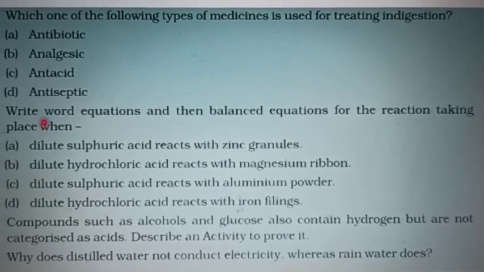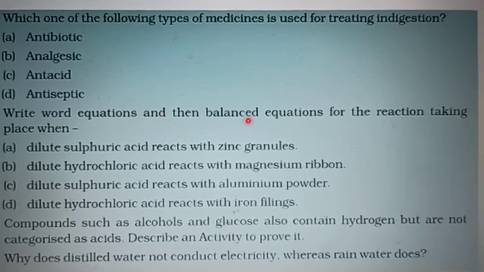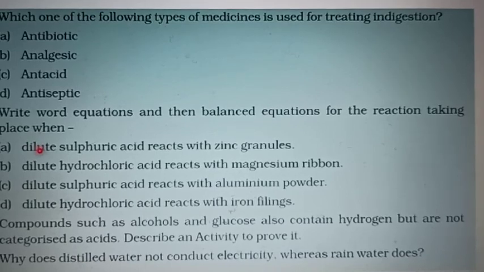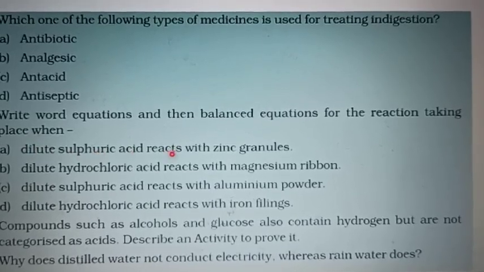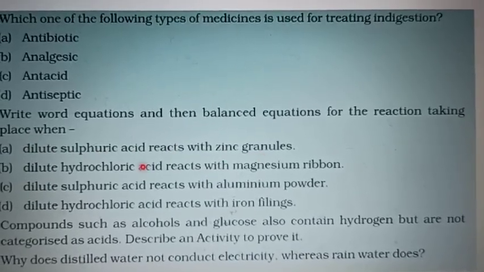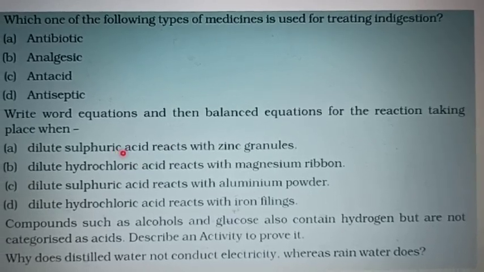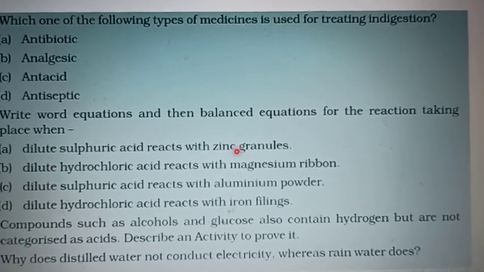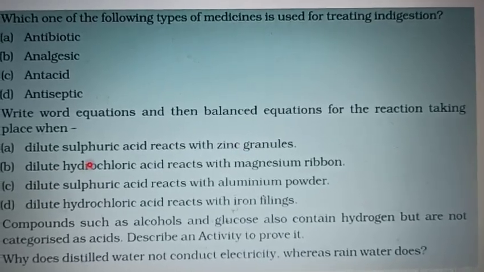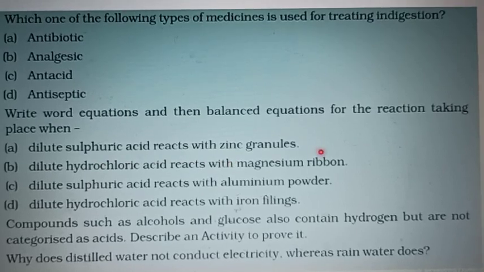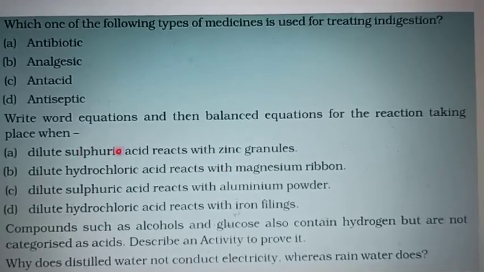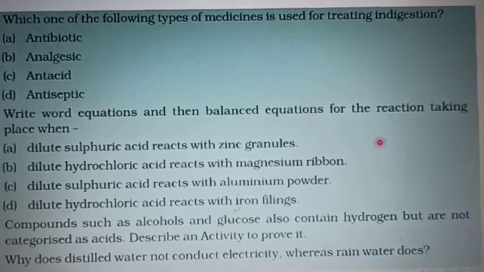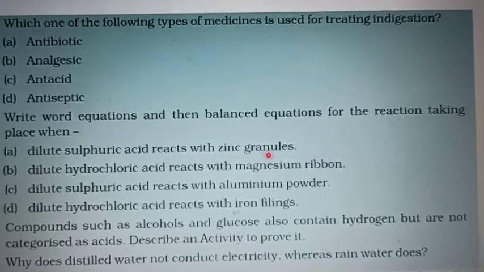Next question, write the word equation and then balanced equations for the reaction that takes place when dilute sulfuric acid reacts with zinc granules. You know that sulfuric acid's formula is H2SO4. So when H2SO4 reacts with zinc granules, and you know when metal reacts with acid, it produces salt plus hydrogen gas. So H2SO4 plus Zn gives ZnSO4 plus H2. You will balance the reaction also.